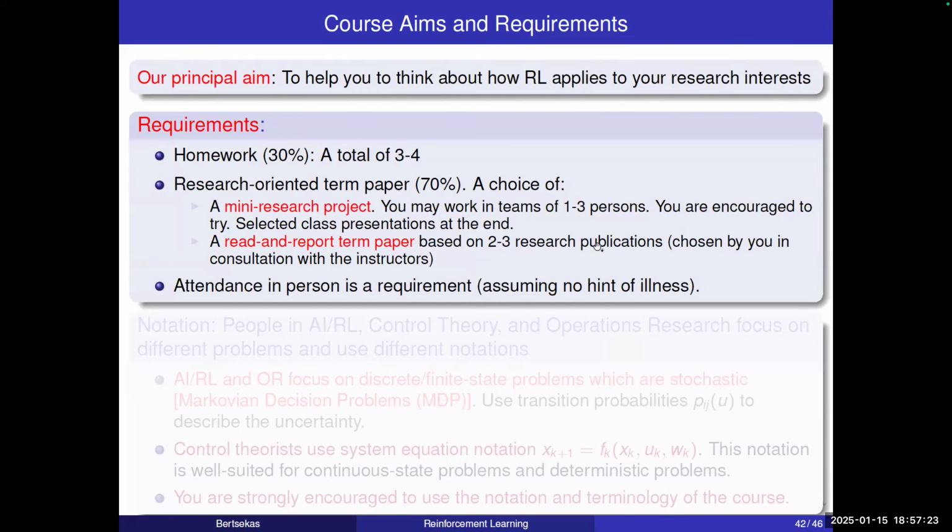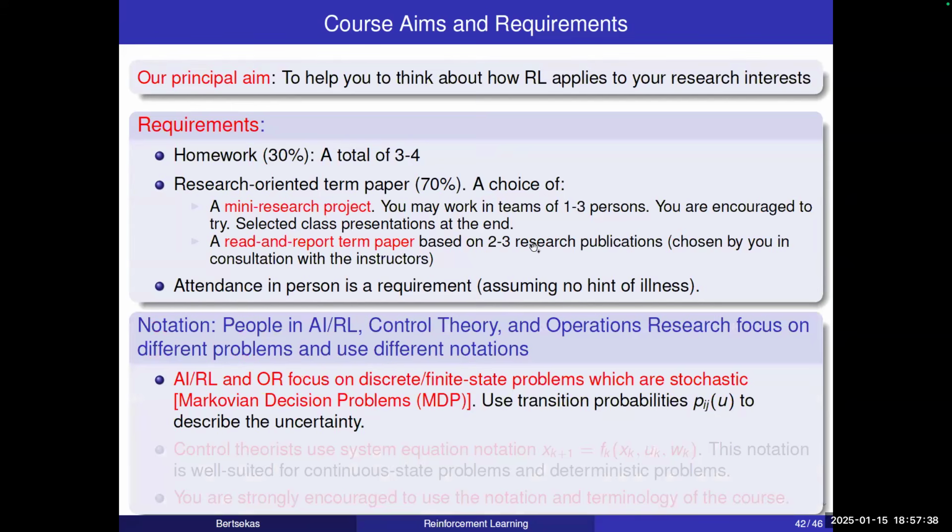Attendance in person is a requirement, of course assuming you are not ill. And we hope that being present is also helpful for your learning experience.